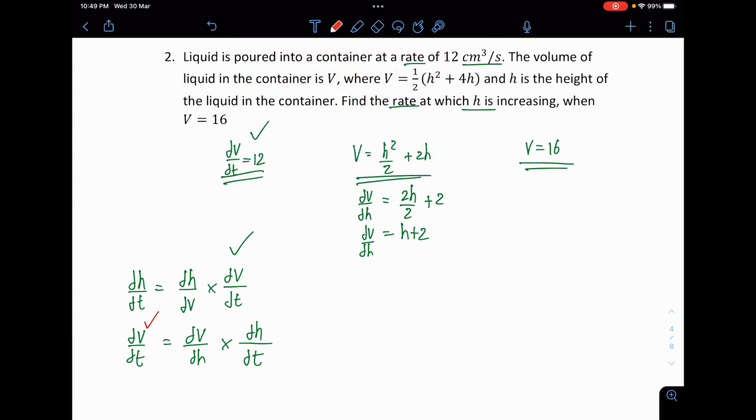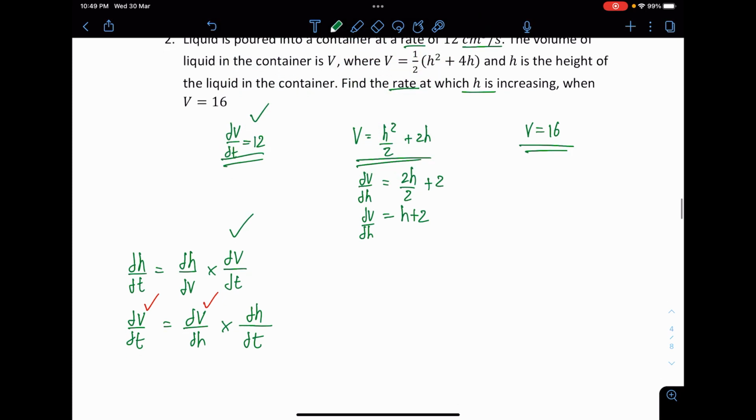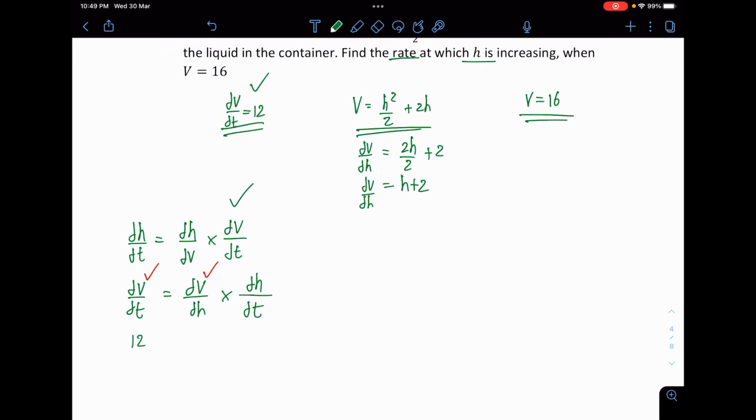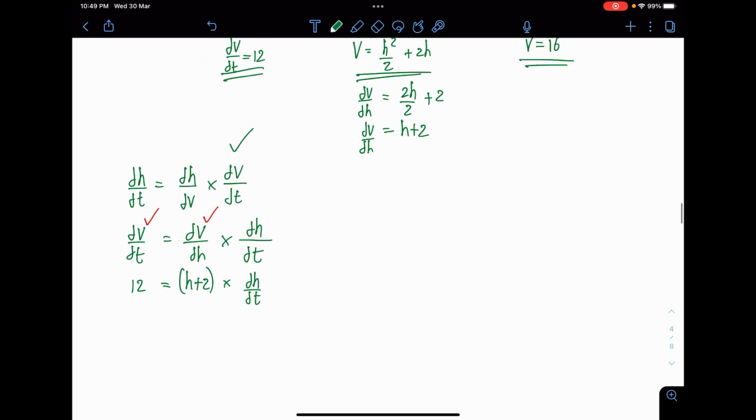I have dV/dt, works well. I have dV/dh, works well. I want dh/dt, which also works. So let's put the numbers in. dV/dt being 12, dV/dh being h plus 2, and dh/dt is what we want to find out. I'll divide the number away, so then dh/dt is 12 over h plus 2. Now the only thing that we need to do is to find the value of h, and basically you are done. You got the value of dh/dt.